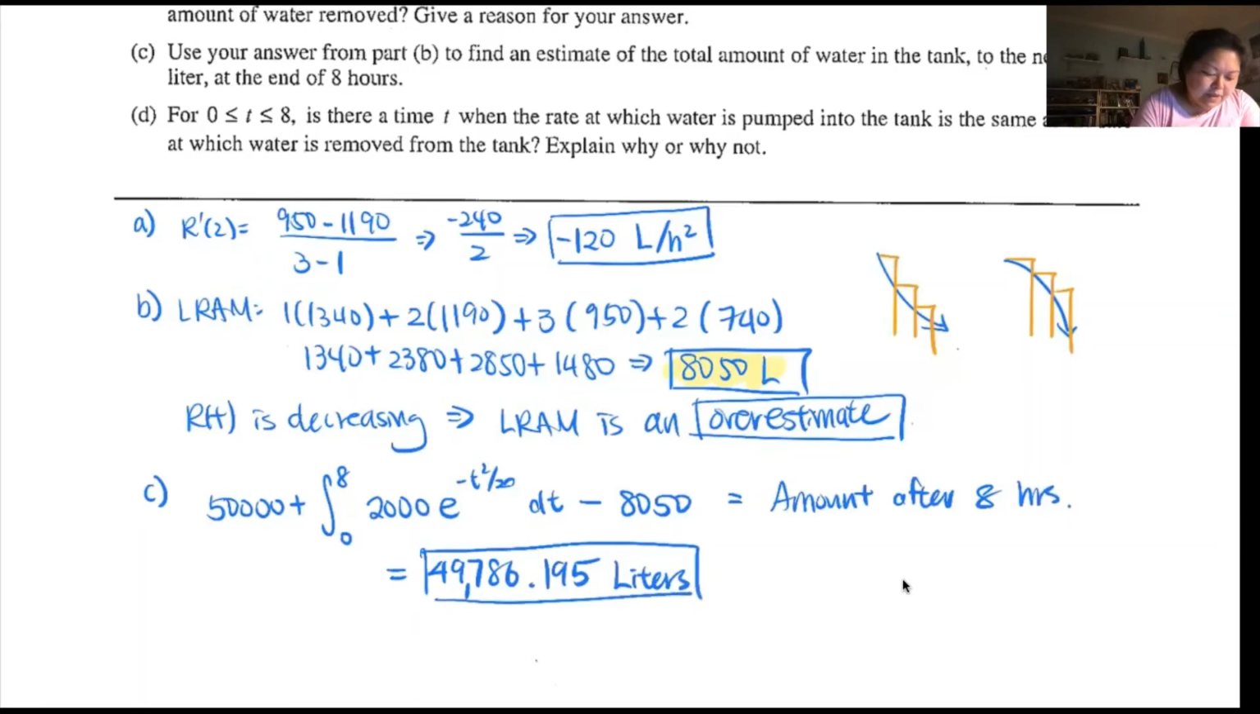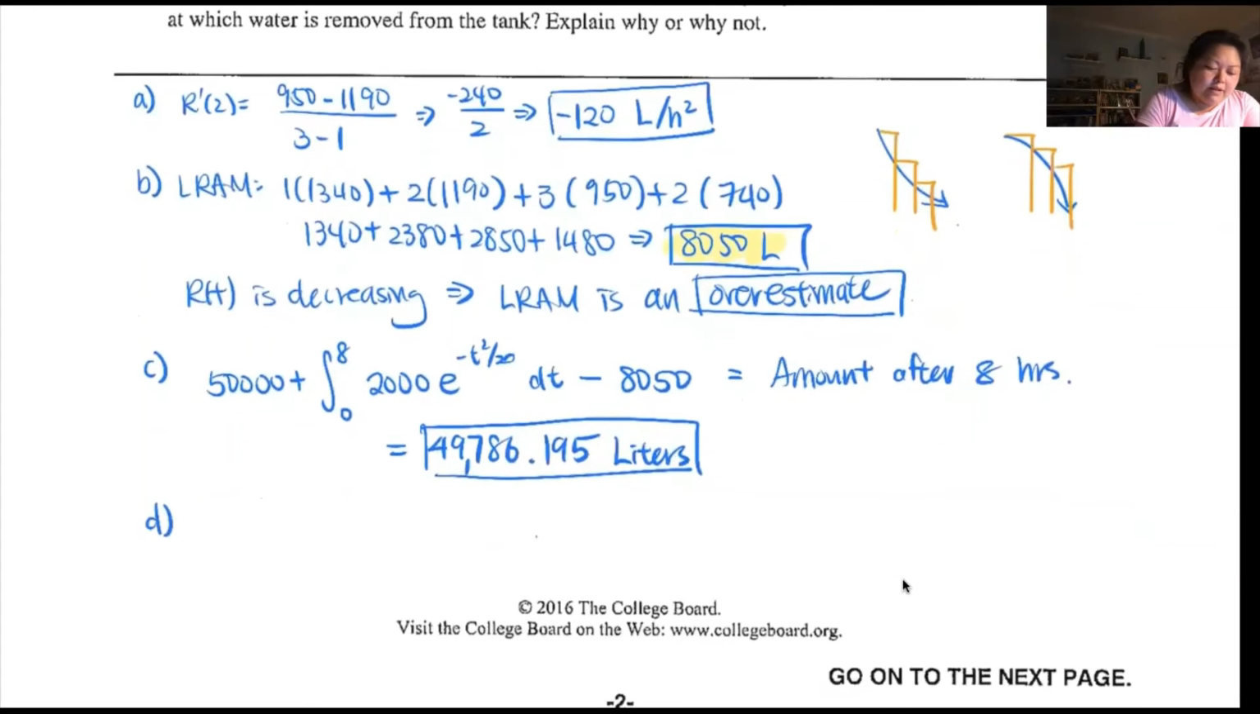Okay, looking good. Last part. So between 0 to 8 hours, is there a time at which the rate at which water is pumped into the tank is the same as the rate at which water is removed from the tank? Explain why or why not. So I'm looking for when water being pumped in, W of T, is equal to R of T.